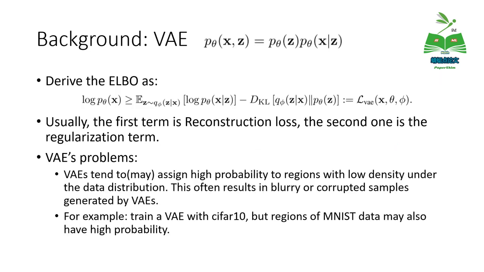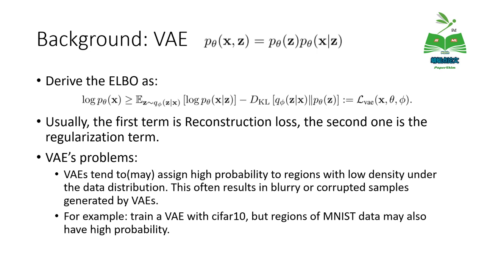So energy-based model training is very slow. VAE is very fast. They can derive the ELBO with this formula, and usually the first term is the reconstruction loss, and the second one is the regularization term.